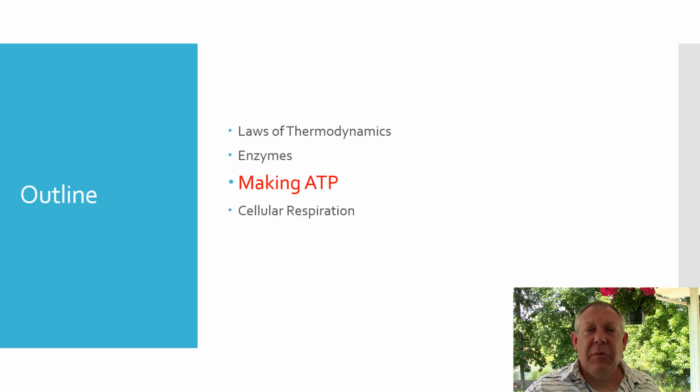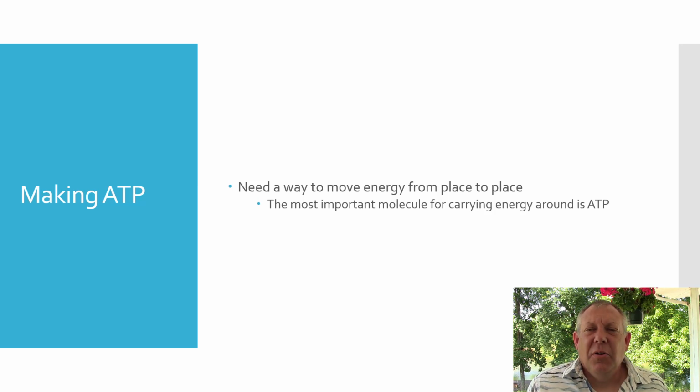Okay, last thing we need to talk about in this section is making ATP. So we've been talking about breaking apart molecules to get their energy. Now we need to stick that energy somewhere so that we can use it, and that somewhere is usually ATP. Sometimes you say ATP is sort of like a battery in the cell. You charge it up, it carries energy to somewhere else, and then you use that energy. You need to move energy from place to place, and ATP is your number one way of doing this.